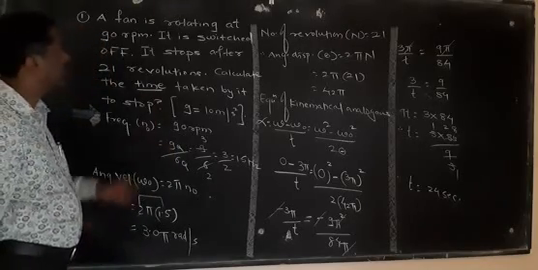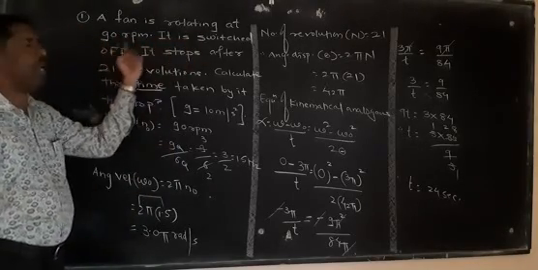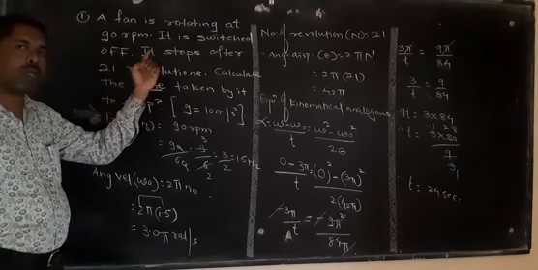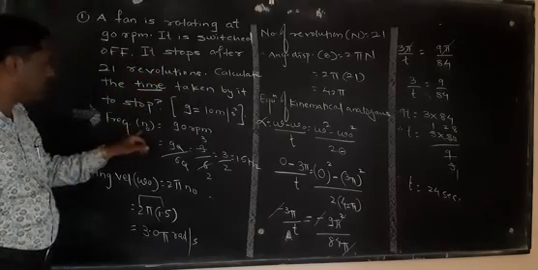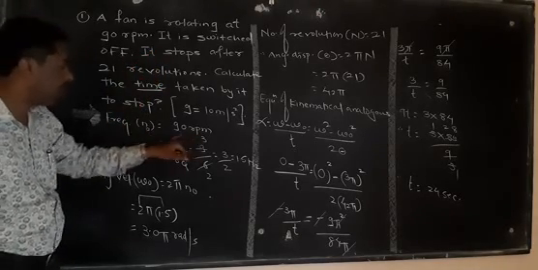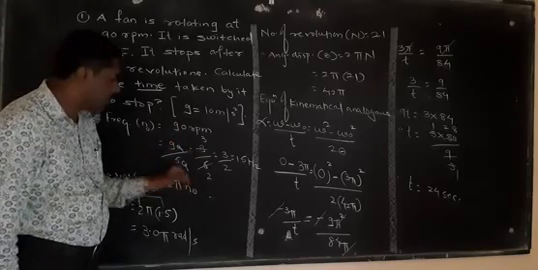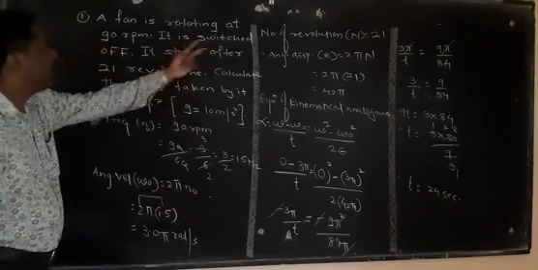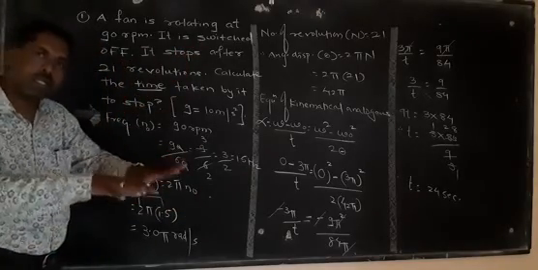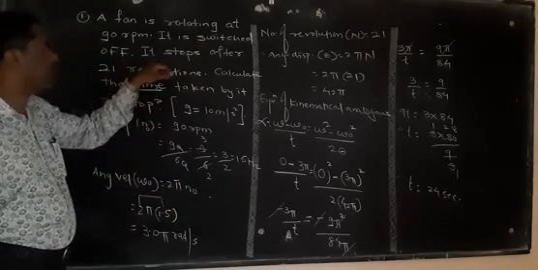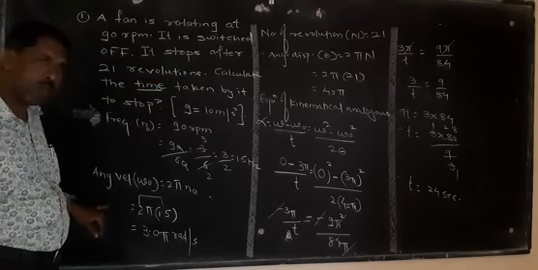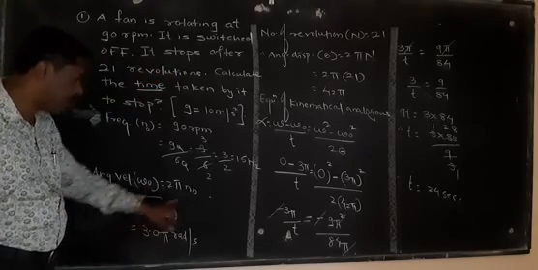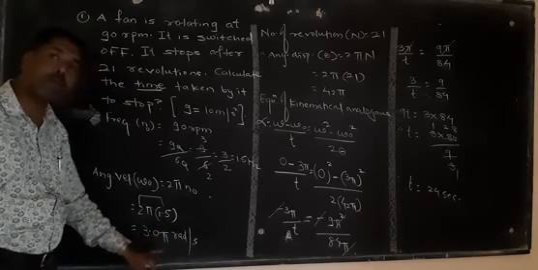Watch it carefully. A fan is rotating at 90 RPM, revolution per minute, that is frequency n or n0 is equal to 90 RPM, 90 upon 60, 10 10 gets cancelled, it becomes 3 by 2, that is 1.5 Hz. It is switched off. Finally we switched off the fan. What happens? Its angular velocity omega 0, 2 pi n0, that is 1.5, it is 3 pi radian per second.